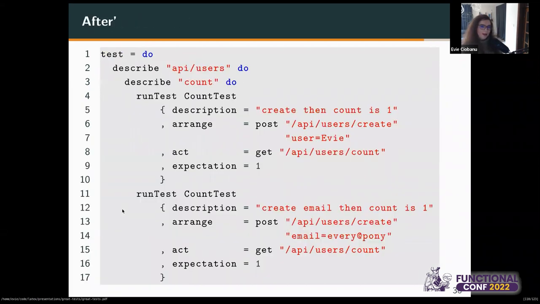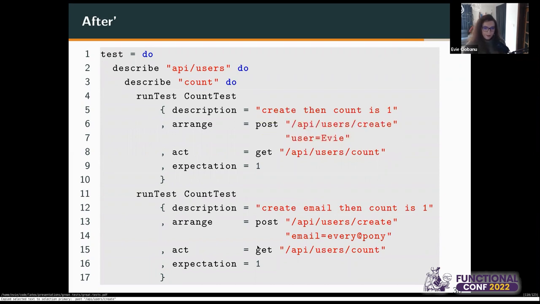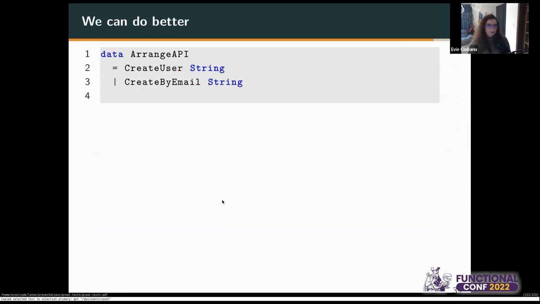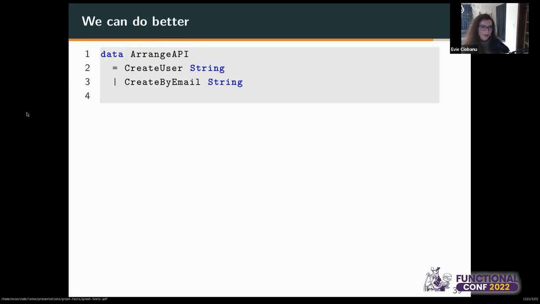We can see that we always do posts here to create users and we always do gets here to get the thing. So in this particular case, we can even improve just this module's testing, right? By modeling it out with some better types. So for example, the arrange, we notice that it's always either create by user or create by email.